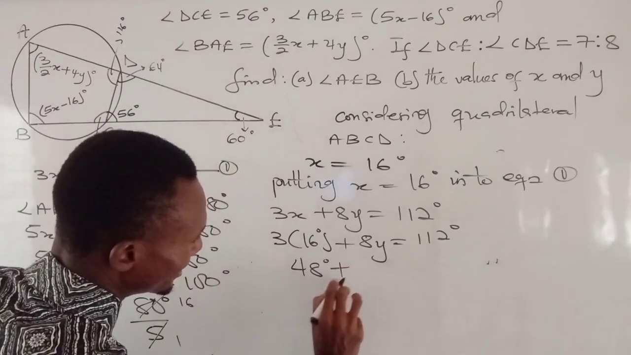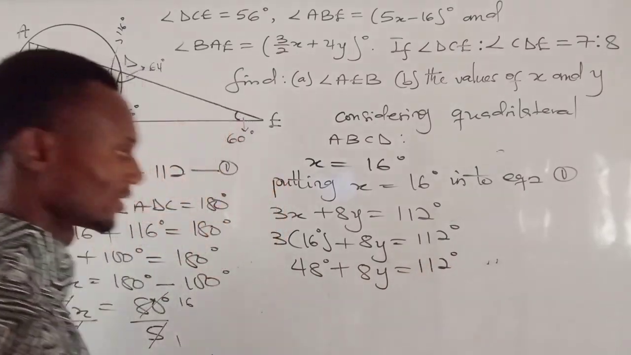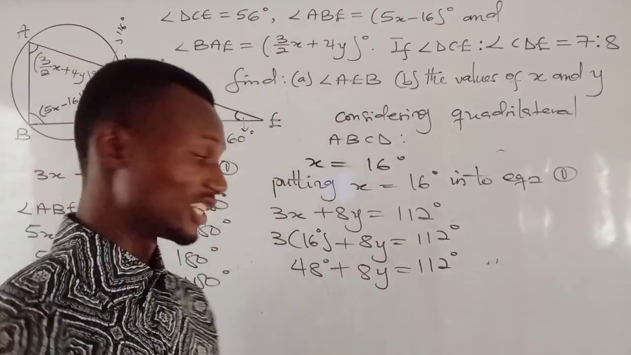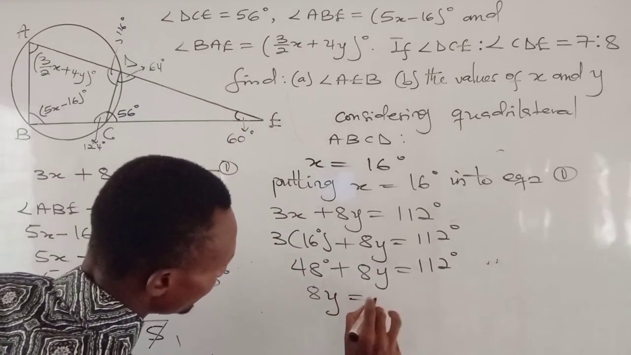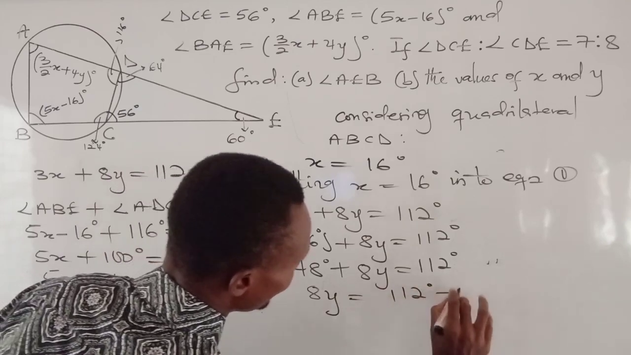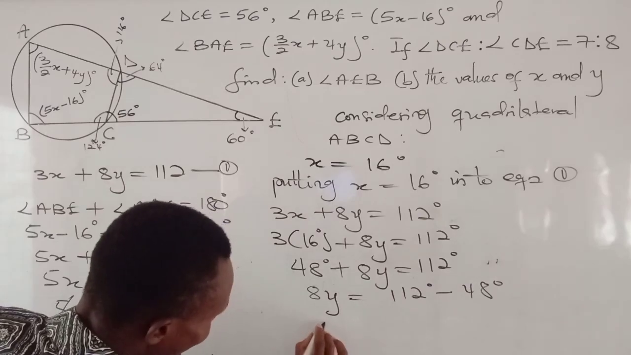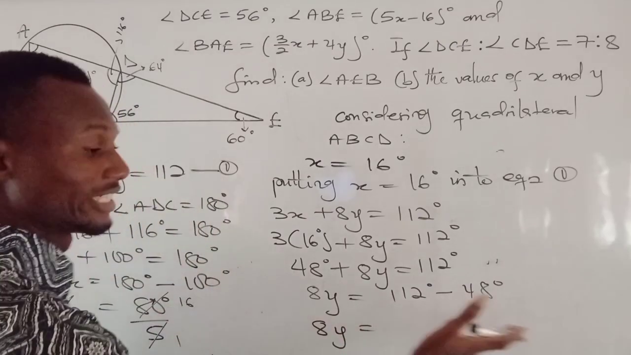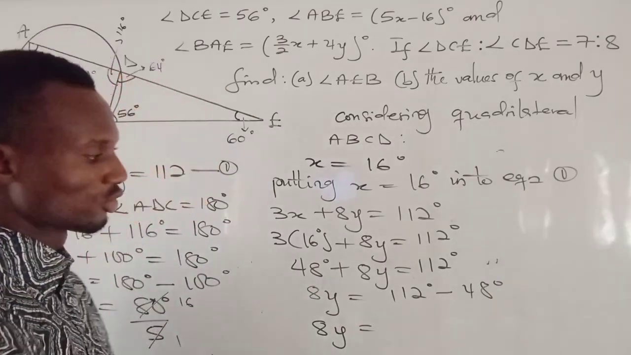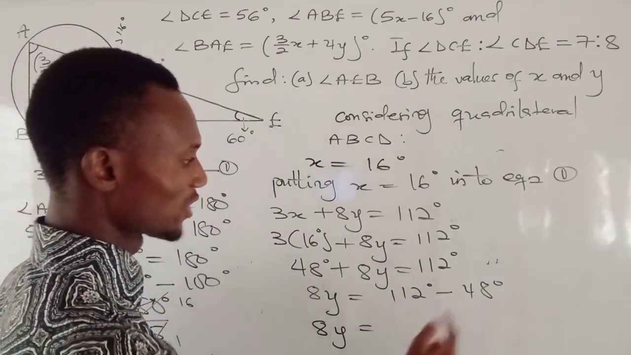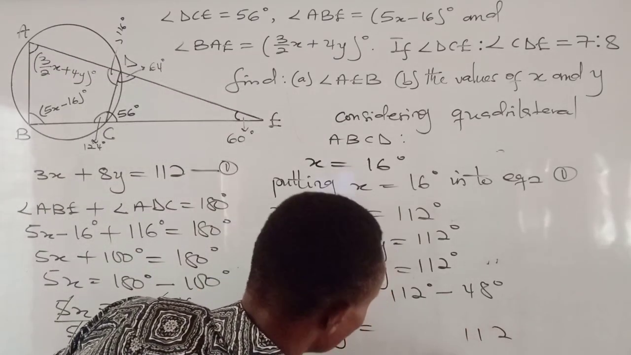Then plus the 8y equals 112 degrees. I hope you understand and you agree up to this point. So let's solve for y. I will maintain my 8y equals 112 degrees minus 48 degrees. This is just a linear equation that you are solving for now. So let's do our subtraction, 112 degrees minus 48 degrees. Let me do the subtraction just to be sure of it so that you don't make any mistakes.